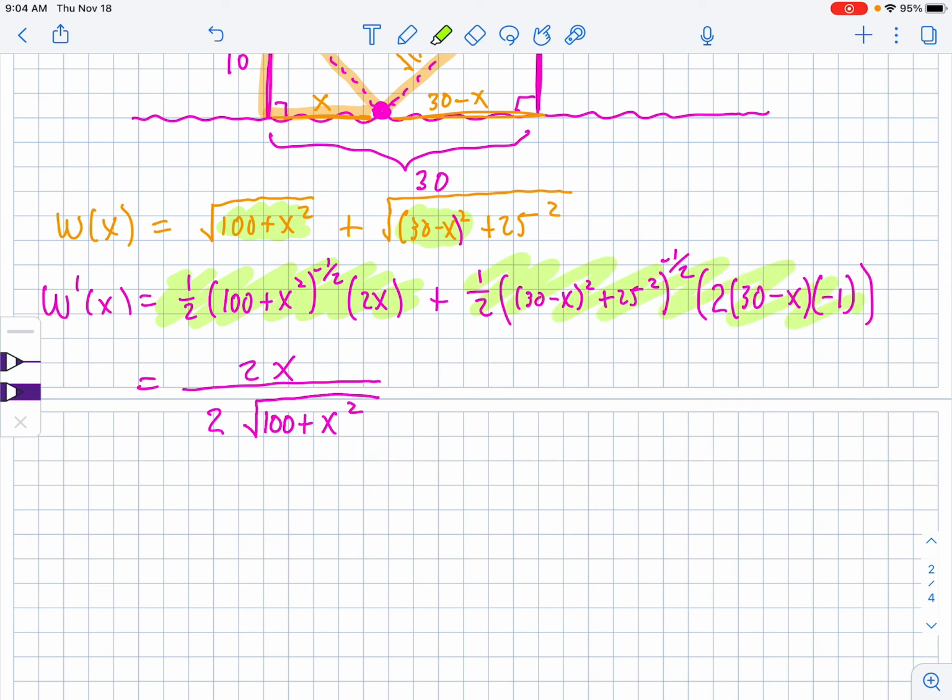Now this whole second thing here, let's do the same thing where we move negative exponents to the denominator, and see if there's anything that cancels out. So this is plus a big old fraction. Up top it'll be negative 2 times (30 minus x), and then all over 2 times the square root of (30 minus x) squared. I'm going to change that 25 squared into 625.